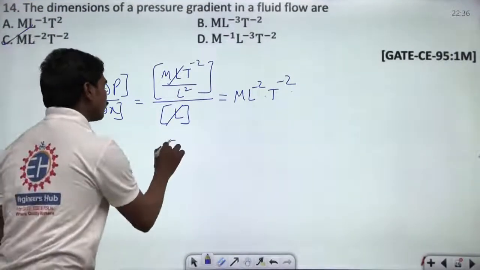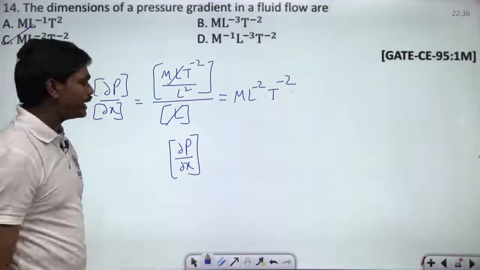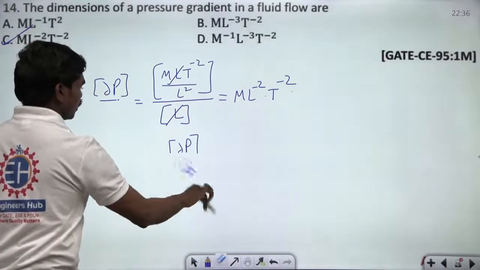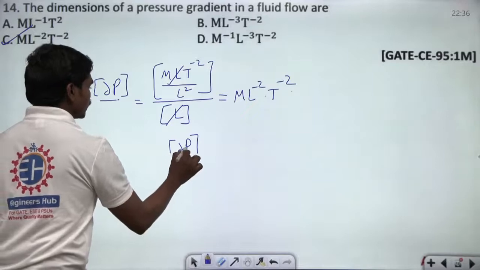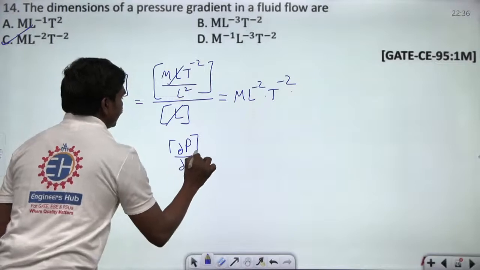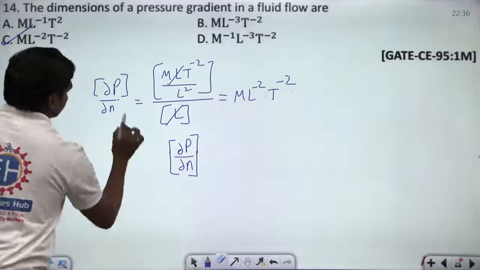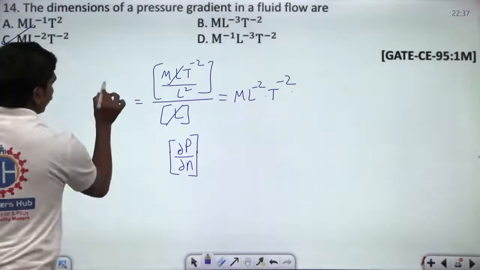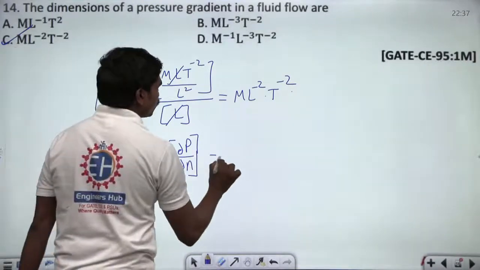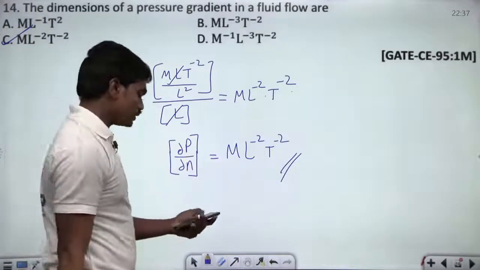Okay, so the dimensions of del P by del X means basically del P by del X, or del Y or del Z, any direction. So to generalize, you can take the nth direction for generalization purposes. In any direction, this value is always equal to M L power minus 2 T to the power minus 2. Fine. Okay, C is the correct answer.